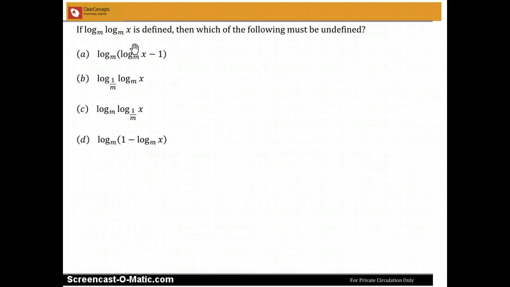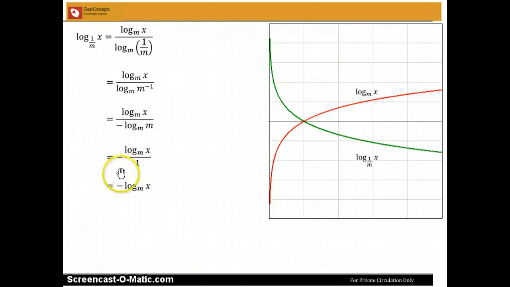So here we present the solution to this question. If log to the base m of log to the base m of x is defined, then which of the following must be undefined? And we are given four options. There was another screencast in which we had a hint, but here the entire solution is presented.